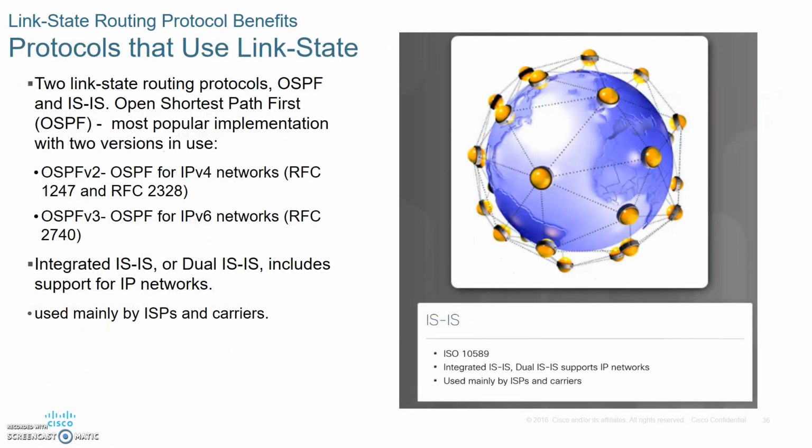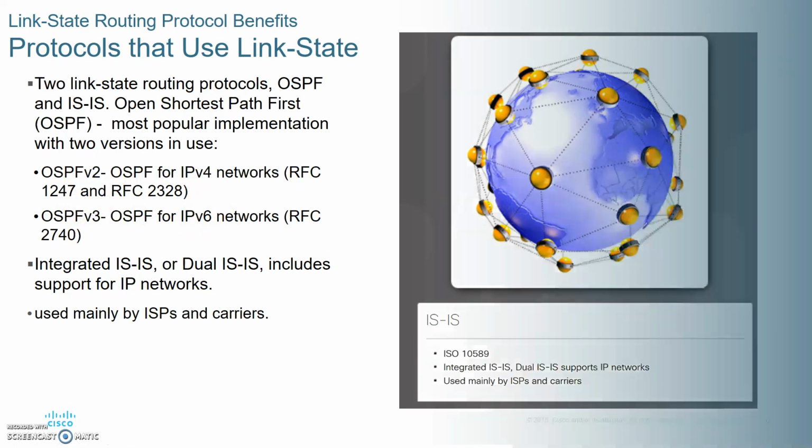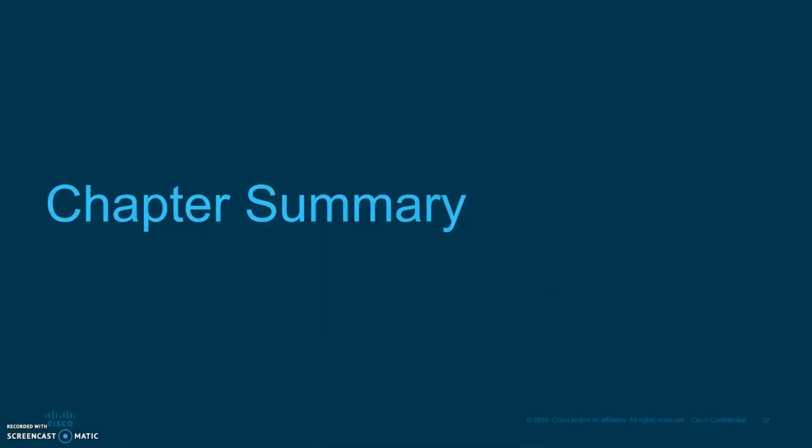Okay, the two types of link state routing protocol are OSPF and IS-IS. We will not look at IS-IS because it's mainly used by ISPs. In our module, we will look at OSPF version 2 for IPv4 networks. Version 3 was created for IPv6 networks. Okay, that's all for this chapter.